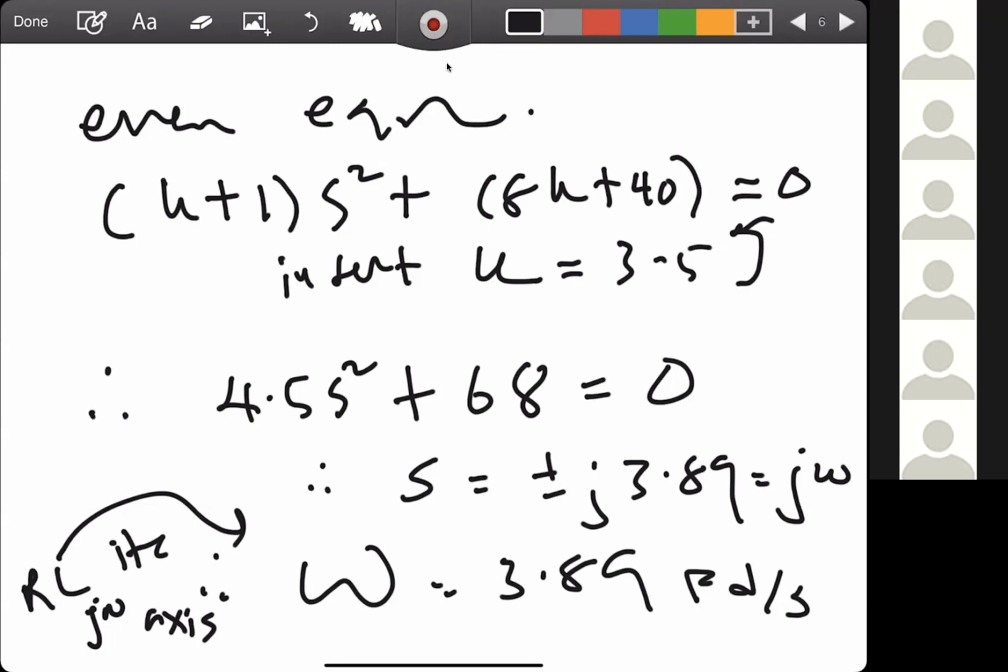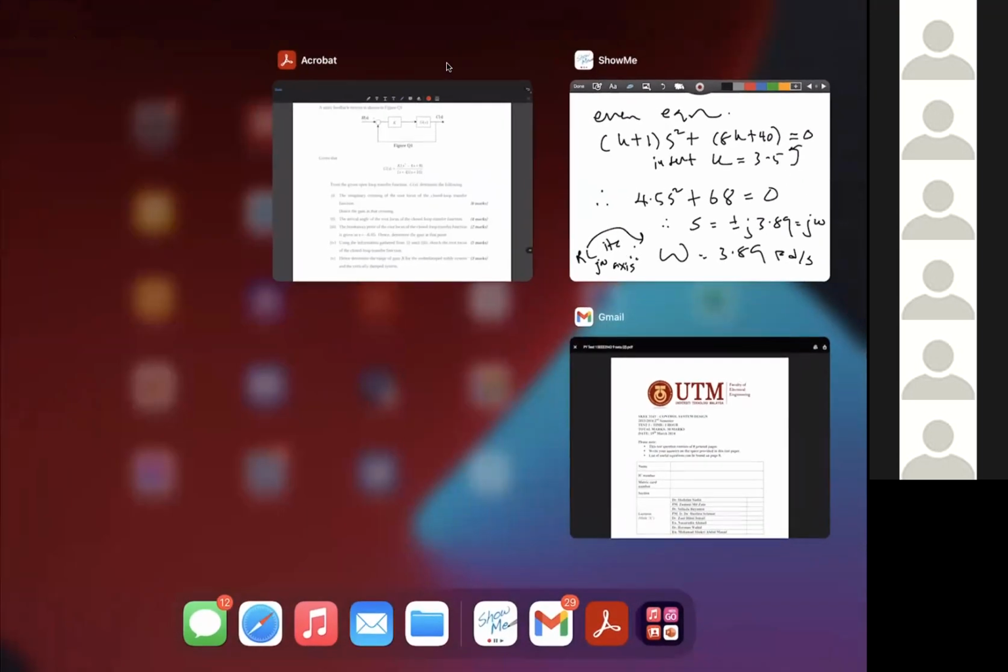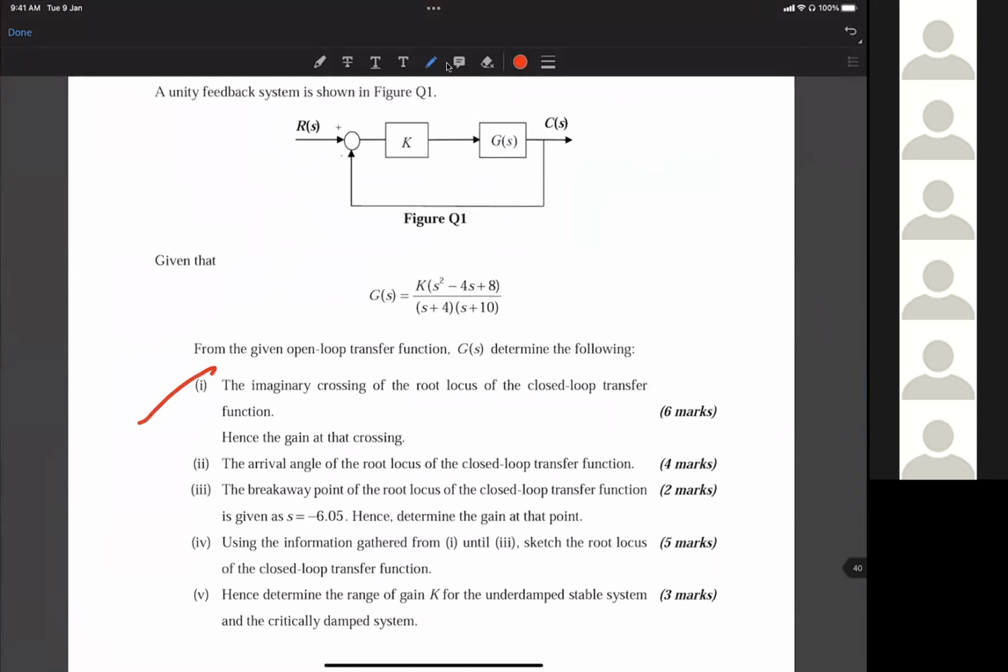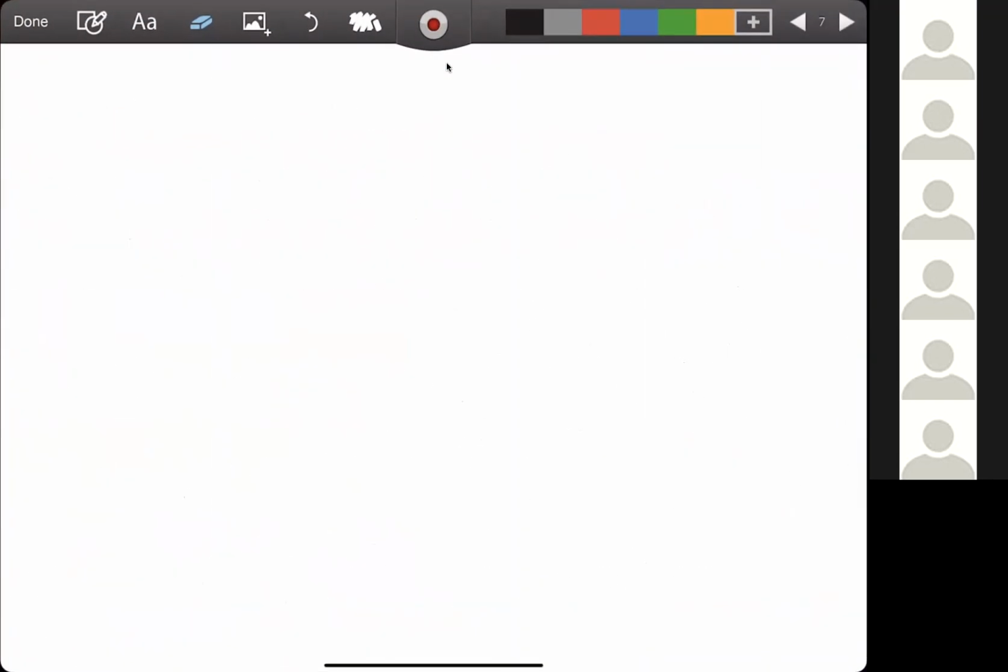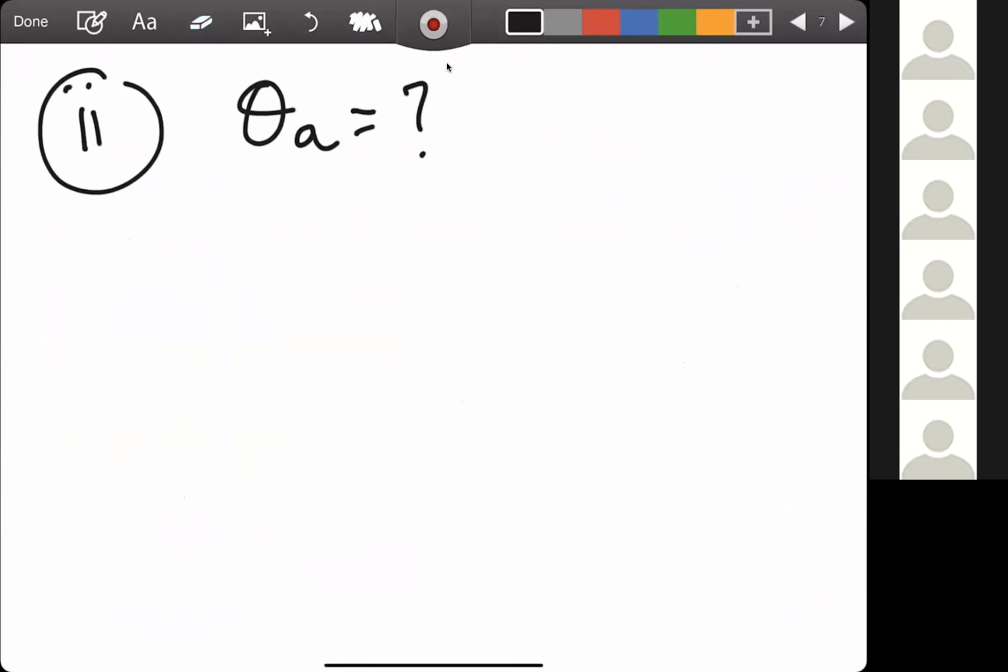The next question is... the gain. What is the gain crossing? Gain is 3.5. Arrival angle of the locus of the closed loop transfer function. Theta arrival. Why theta arrival? Why not theta departure?